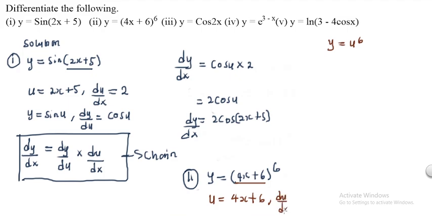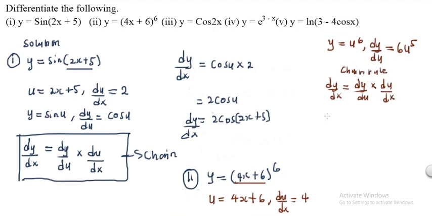So du dx here is equal to, if you differentiate 4x, it becomes 4, and if you differentiate 6, it becomes 0. Then we do dy du. Dy du is equal to 6u to the power of 5. So from here, dy dx is equal to, based on the chain rule, dy over du times du over dx. Then we can say dy dx is equal to dy du, which is 6u to the power of 5, times 4. This is equal to 6 times 4, which is 24u to the power of 5. So at this point, what I need to do is to plug in my value of u back.